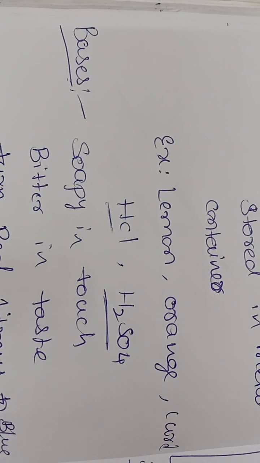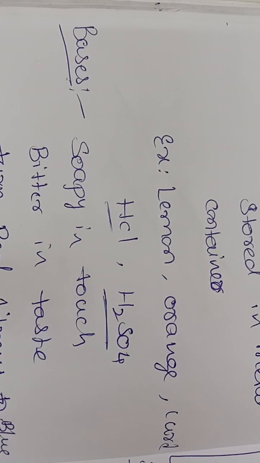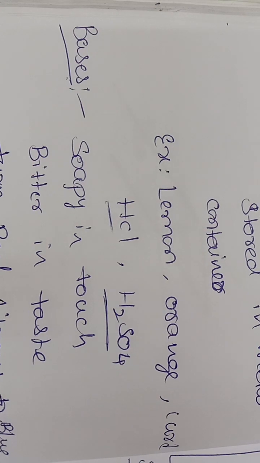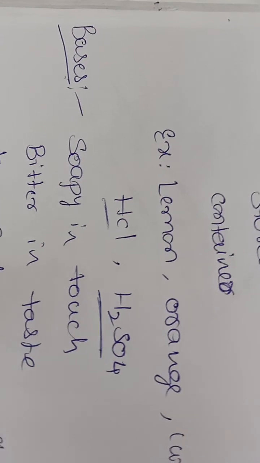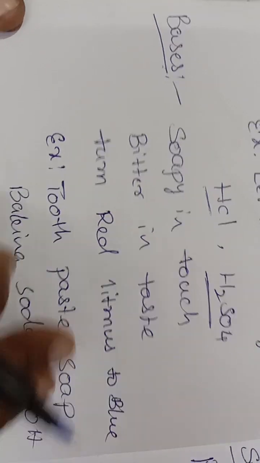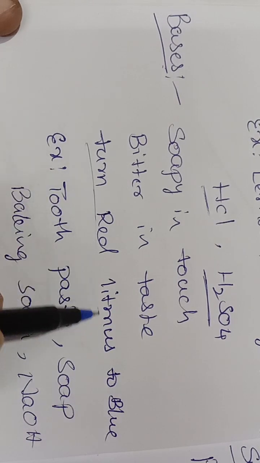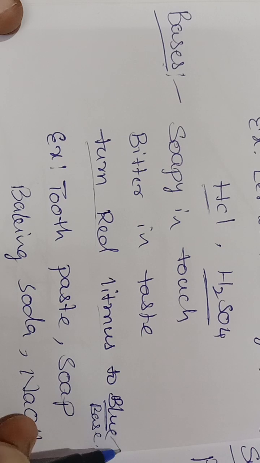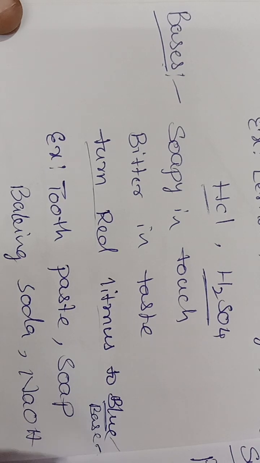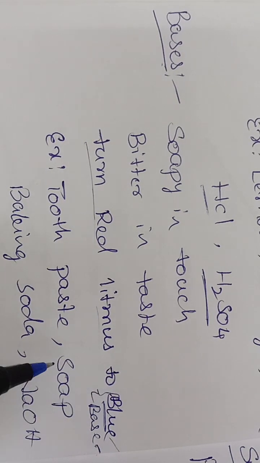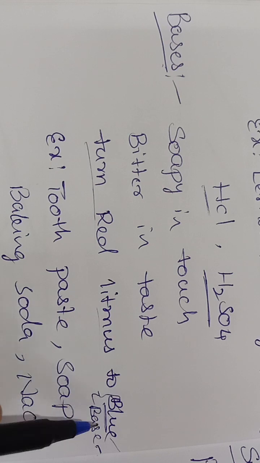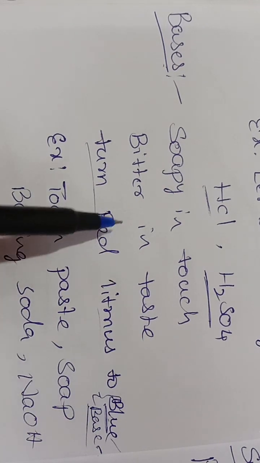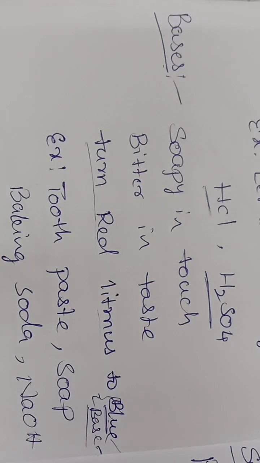Next, bases. Bases are soapy to touch, bitter in taste, and turn red litmus to blue. If it is turning red litmus to blue, it is a base. This is the logic to remember: red litmus to blue means that is a base. They are soapy to touch, bitter in taste, and turn red litmus paper to blue color.